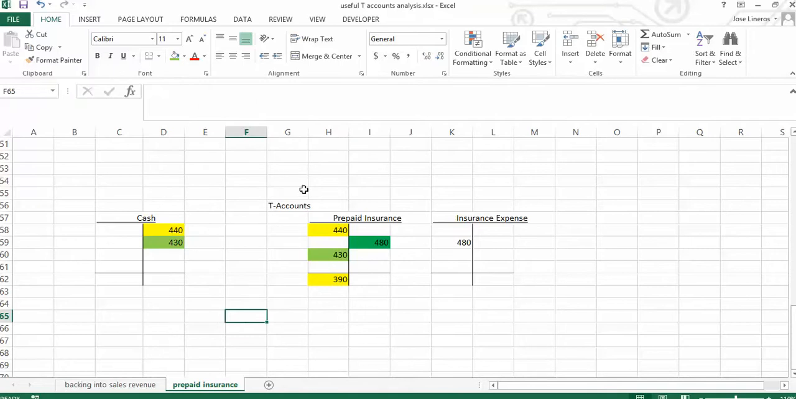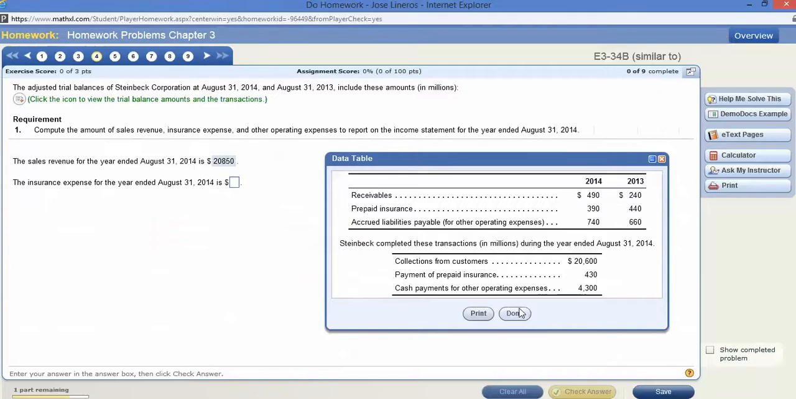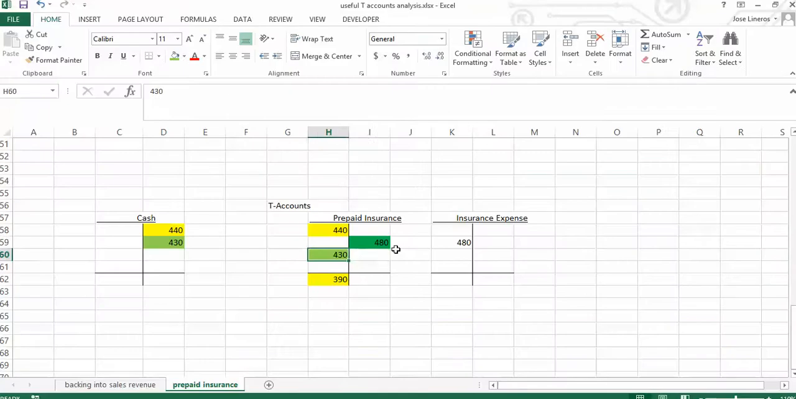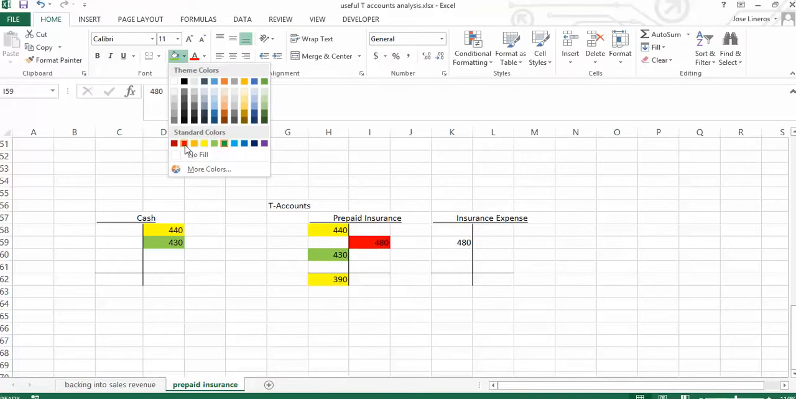Okay. And what you're doing is you're composing the components of prepaid insurance. Beginning, ending, we know we paid this because it says payment of prepaid insurance of 430. Then it's just a matter of backing into this. I'll go ahead and put it in a different color. Let's put it in red.